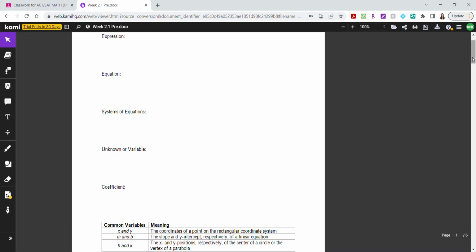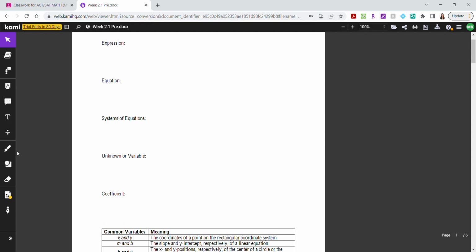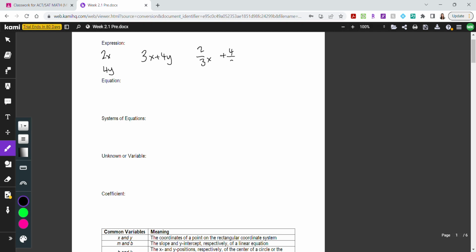Expressions are essentially one side of an equation, and they normally don't equal something. So it'll be like 2x, 4y, 3x plus 4y, 2 over 3x plus 4 over 3x. As you can see, these don't equal anything, and these are what we call expressions.